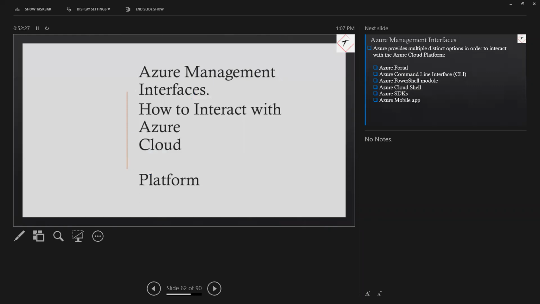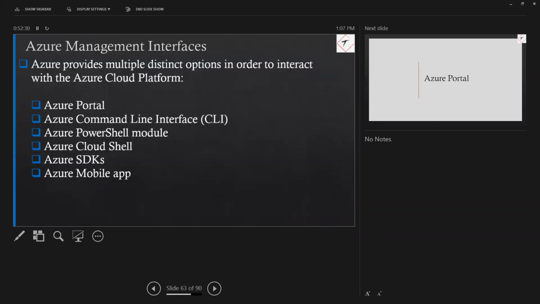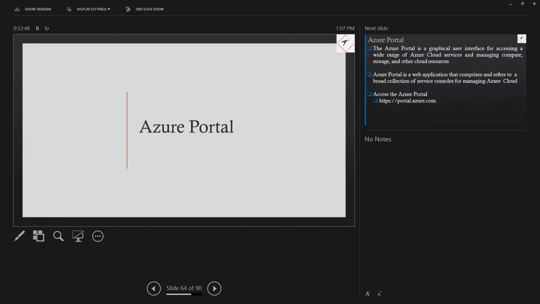So let us see how to interact with the cloud platform. Azure provides multiple options in order to interact with Azure Cloud Platform. So you have Azure Portal, you have Azure CLI or Azure Command Line Interface, you have Azure PowerShell, Azure Cloud Shell, you have Azure SDK, and Azure Mobile Apps. Let us look into what is Azure Portal.